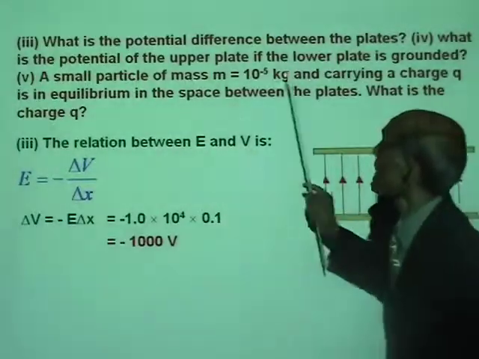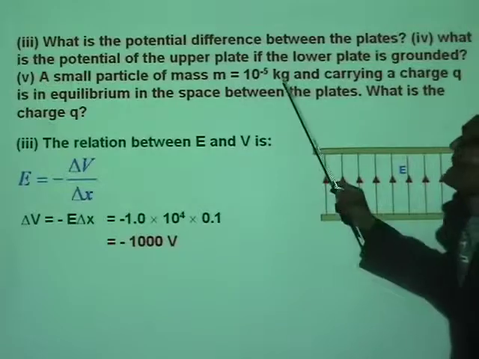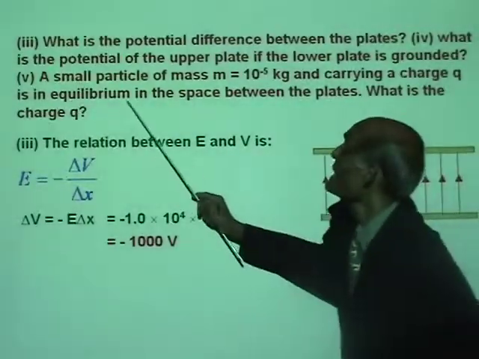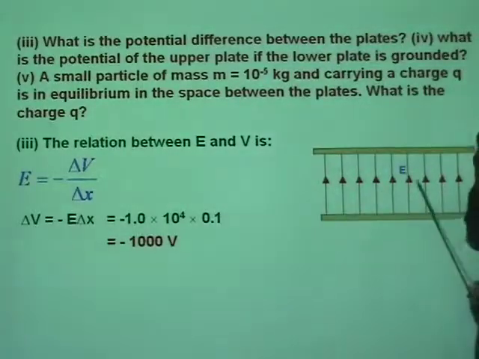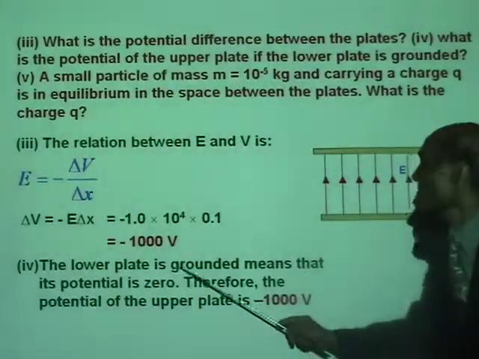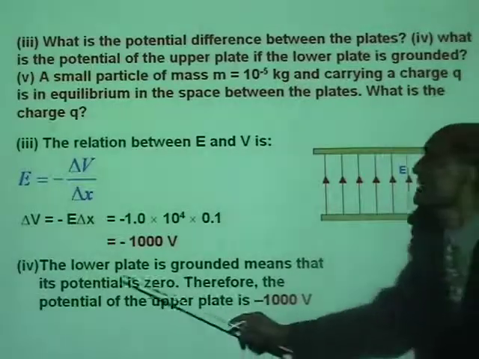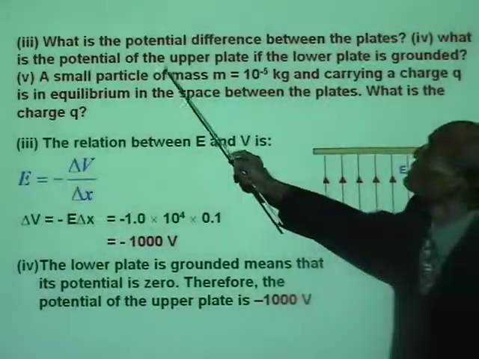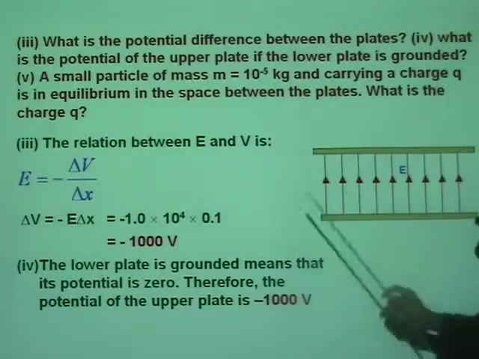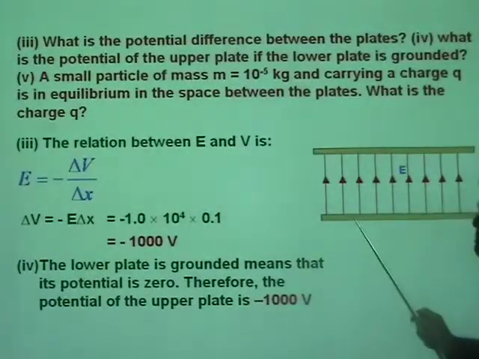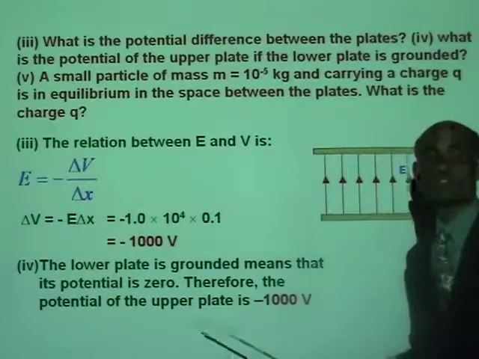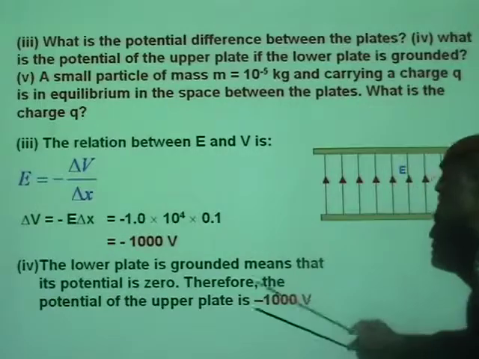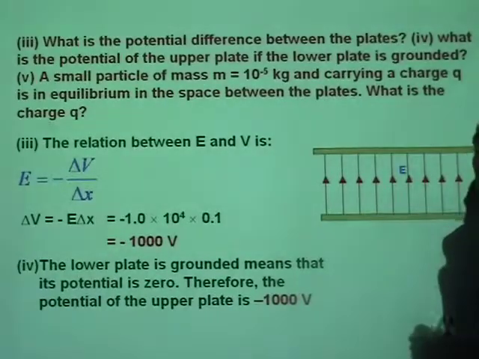Now, a small particle of mass m equal to 10 to the negative 5 kilogram and carrying a charge Q is in equilibrium there. The lower plate is grounded, meaning that the potential is zero. Well, what is the potential of the upper plate if the lower plate is grounded? If the lower plate is grounded, its potential is zero. Therefore, the potential of the upper plate is negative 1000 volts.